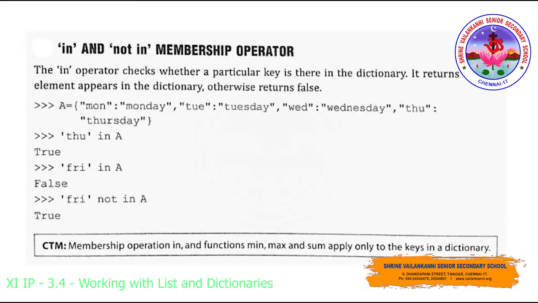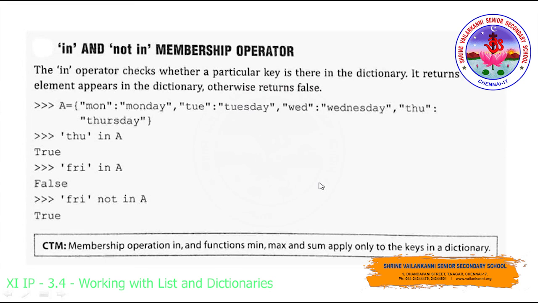And the in and not in operators, already we know very well, check and return a value in the form of true and false. If the value is present, true will be returned. If the value is not present, false will be returned. So it is a membership operation; in and the functions minimum, maximum, sum apply only to the keys in the dictionary. So see here, Thursday in A, they are checking. Thursday is present, this key is present in the dictionary, so true will be returned. And they are checking Friday in A. Friday is not there, so it will return false. And if you check Friday not in A, it means it is not there, yes obviously, so it will return true, right?